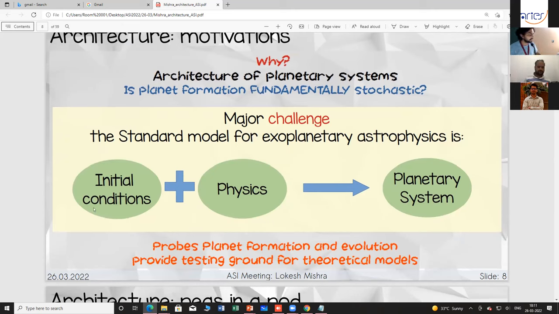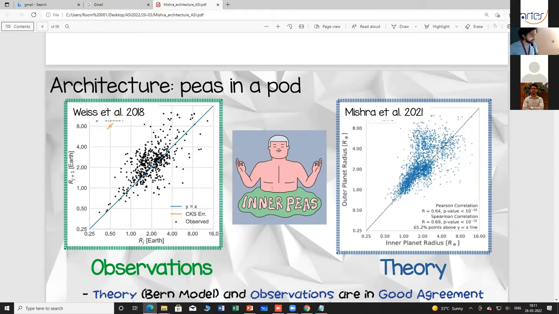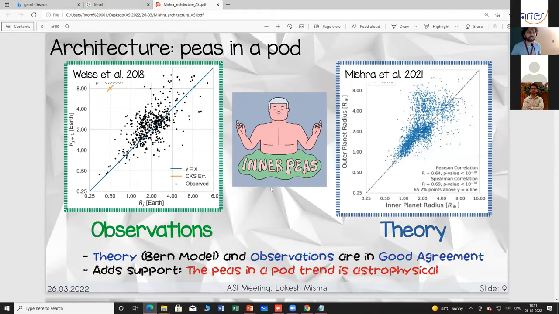So taking these initial conditions and the physics that we have, how do they give rise to the observed properties? It turns out that the architecture of planetary systems is probing this part, and we can use it to test our models and our understanding. Here is an example of what it means to study architecture.